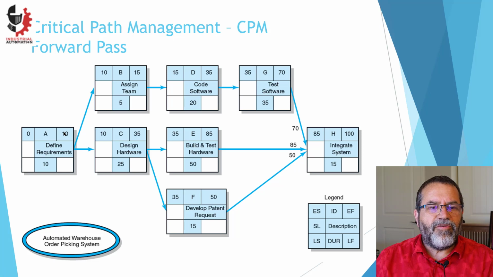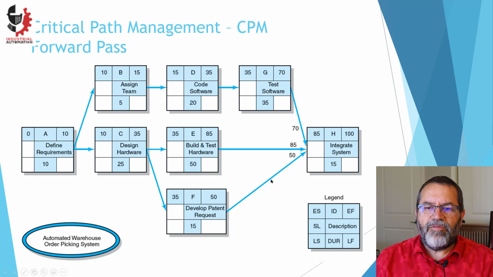And then we go to the next 2 tasks. Their earliest start is day 10 because they can't start until this one finishes. So they both get an early start of 10. Design hardware takes 25 days, so the earliest it can finish is day 35. This one takes 5 days, so it can finish by day 15. And we progress from left to right through the matrix, calculating the earliest start and the earliest finish based on their durations.